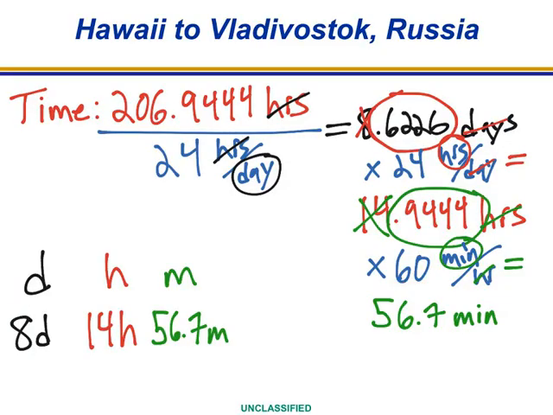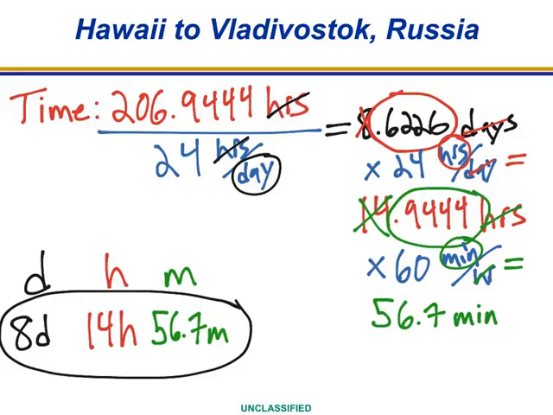So we found out that if we transit 3,725 nautical miles, which is the distance between our outbox and Vladivostok, and we do that at the ISIC approved SOA of 18 knots, it will take us 8 days, 14 hours, and 56.7 minutes to get there, which is the same amount of time as this 206.9444 hours. The good thing about converting our hours into days, hours, and minutes is it's going to make the math much easier as we take that transit time and add it to our departure time.